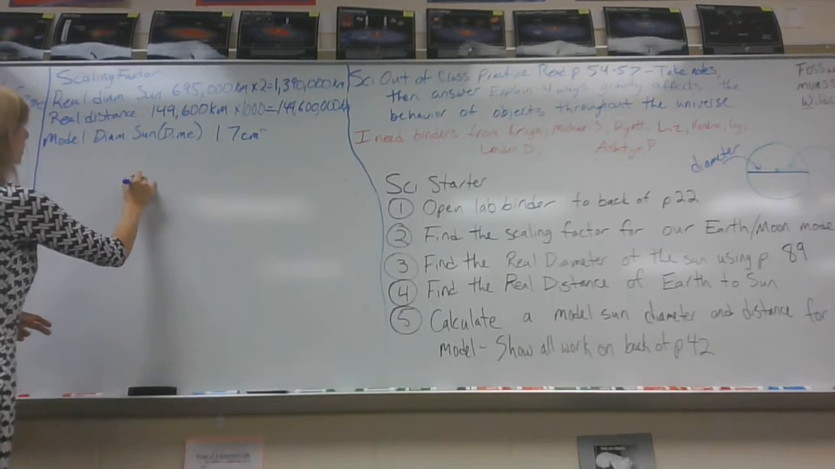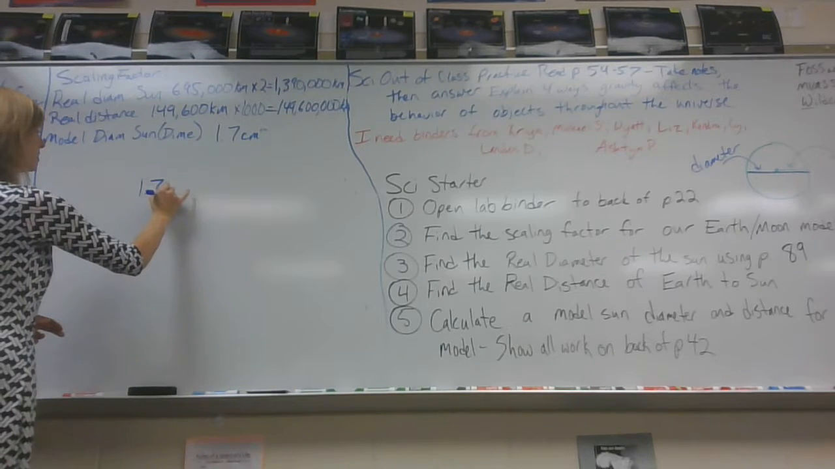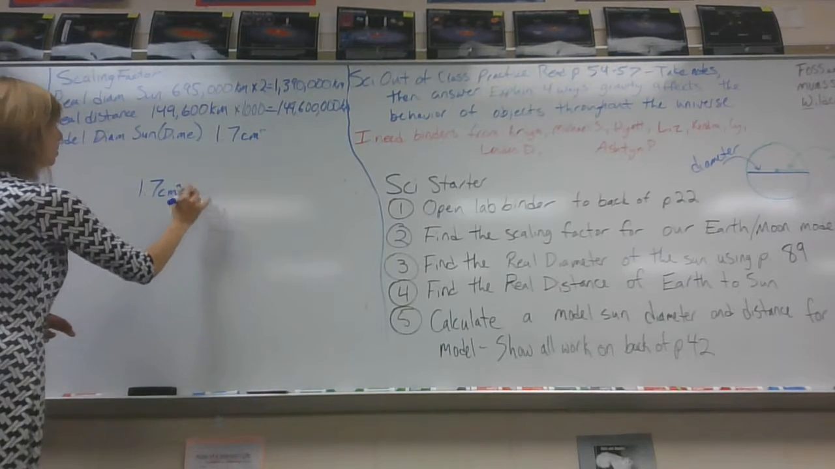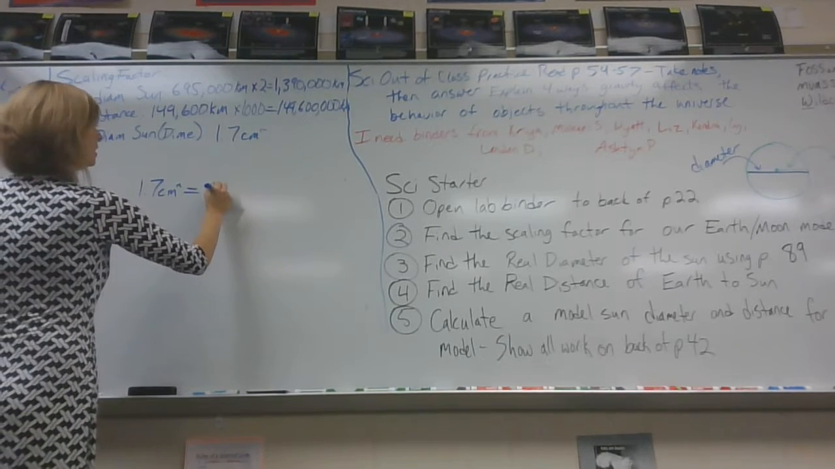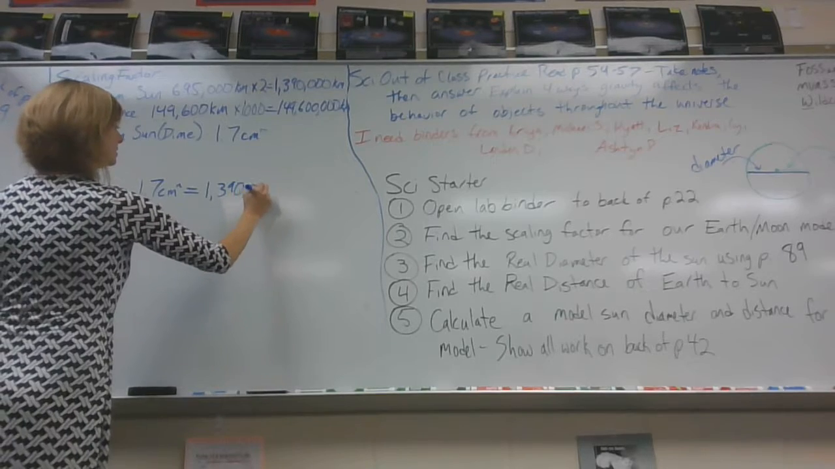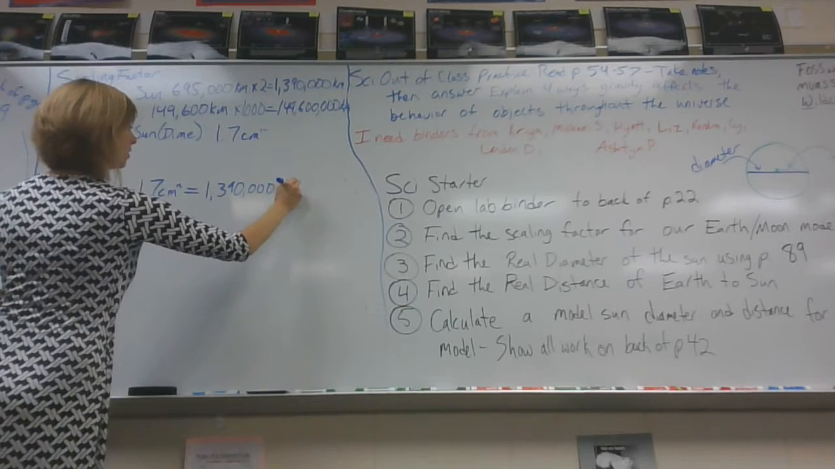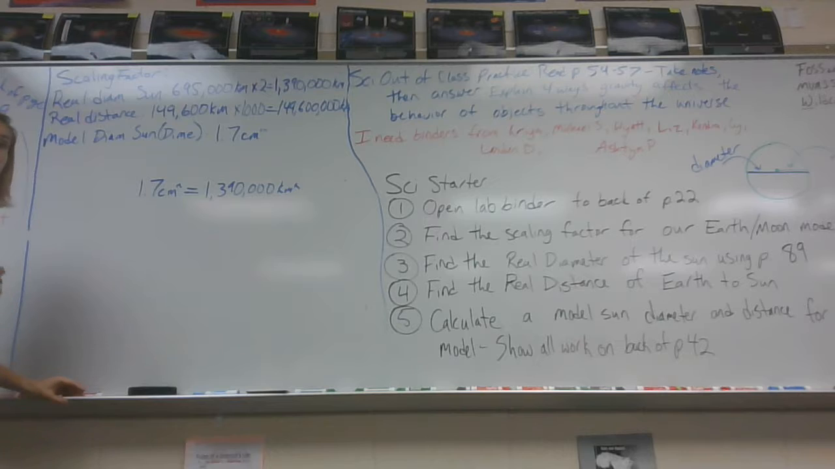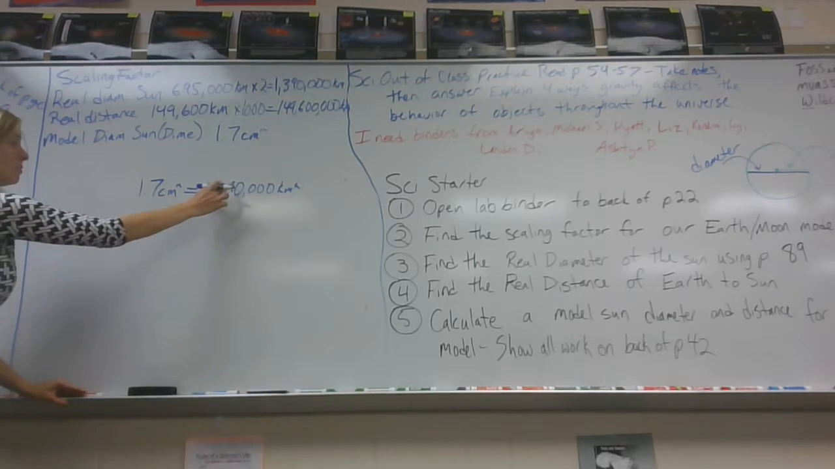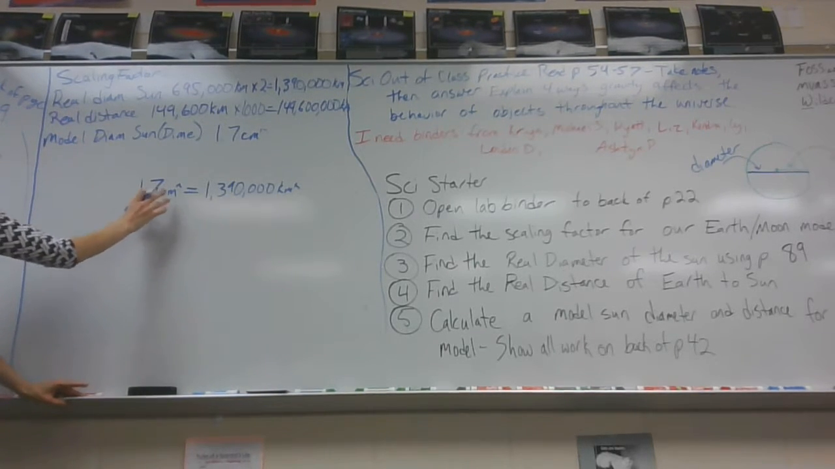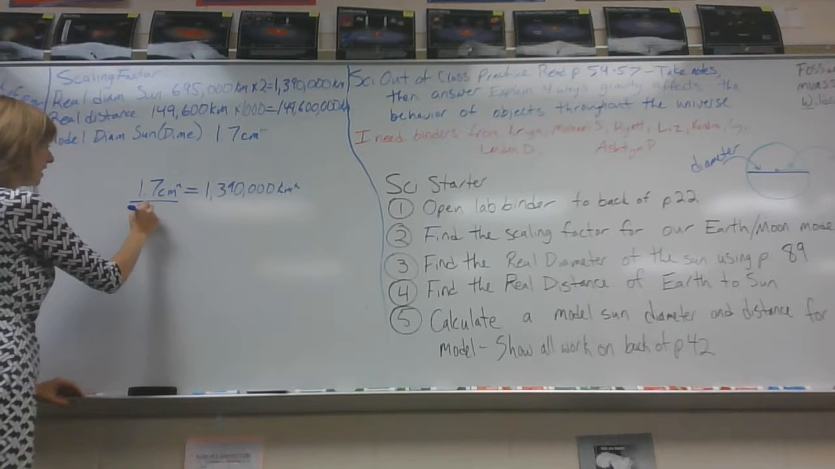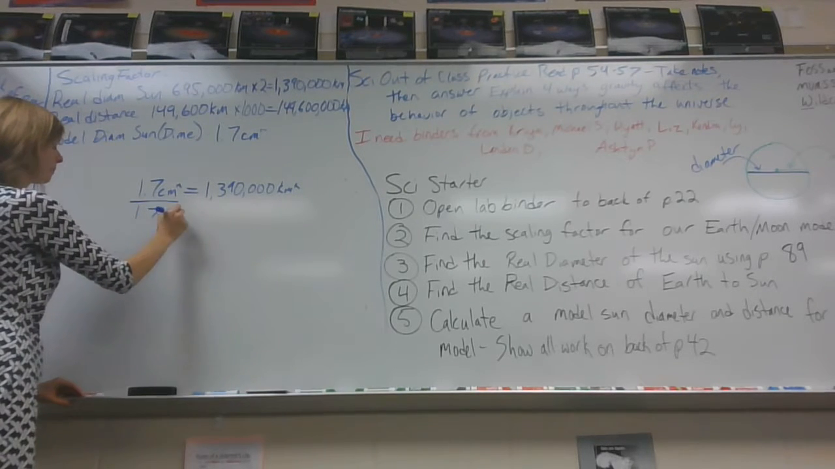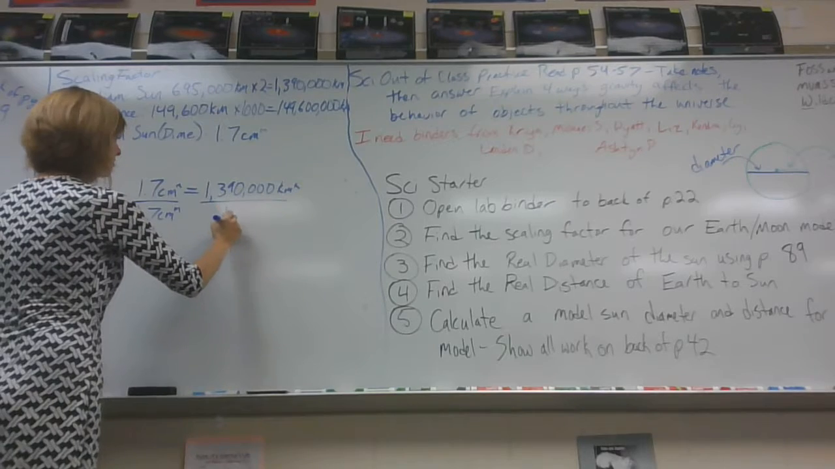So what I'm going to do is set up my equation like this. I'm going to say 1.7 centimeters for my model is equal to the real diameter of the sun, which is 1,390,000 kilometers in the real world. Okay? And then Cade said, I'm going to divide this number by that number. Here's why. I want to make one side equal to 1. So I can make this side equal to 1 by dividing it by itself. And then I divide this side by the same thing.